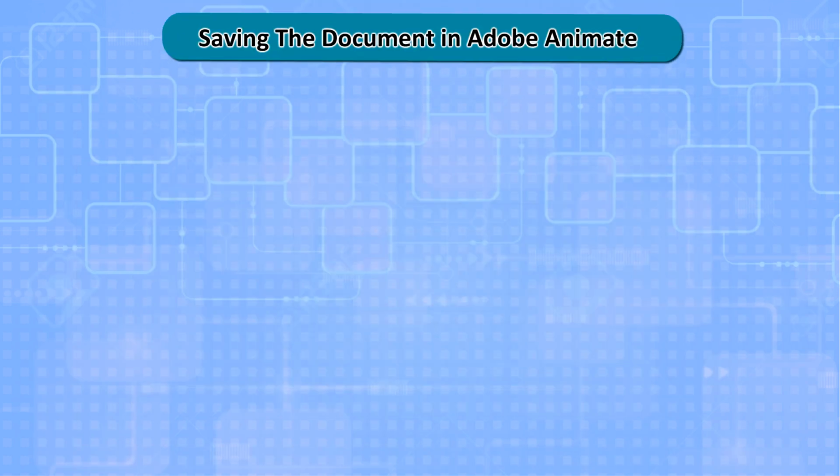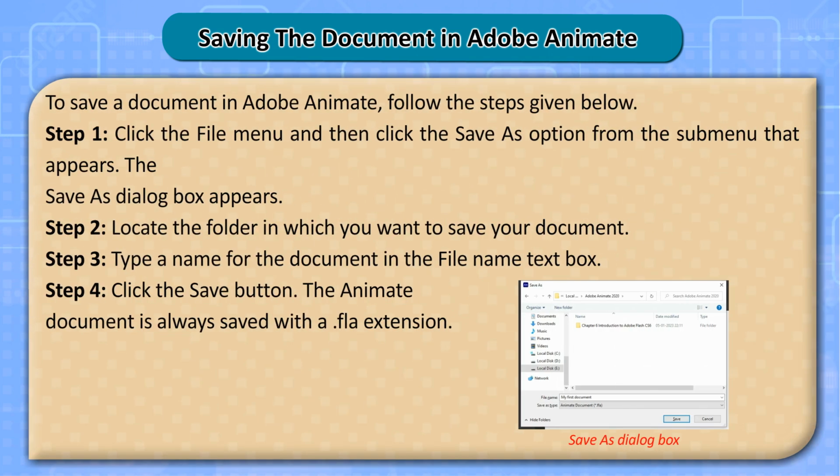Saving the document in Adobe Animate. To save a document in Adobe Animate, follow the steps given below. Step 1. Click the File menu and then click the Save As option from the sub-menu that appears. The Save As dialog box appears.